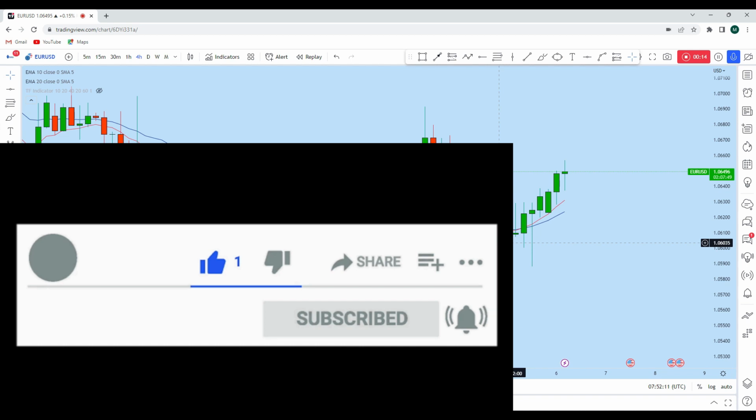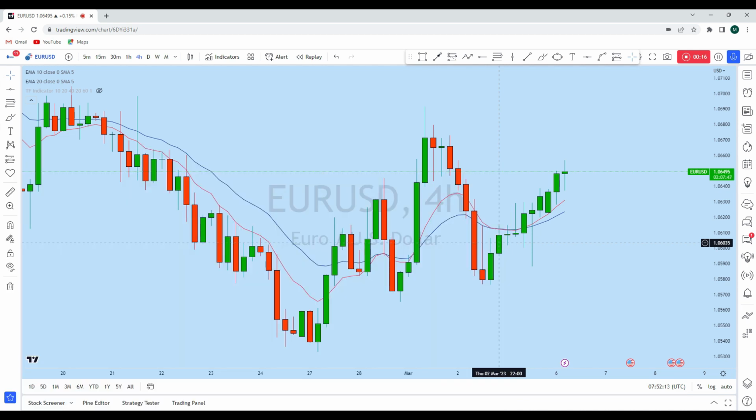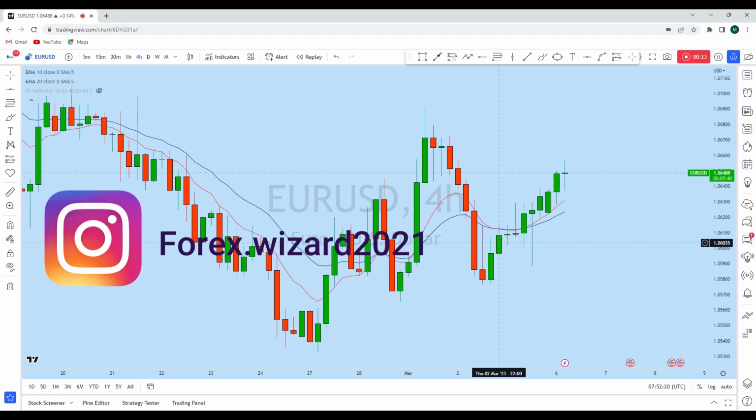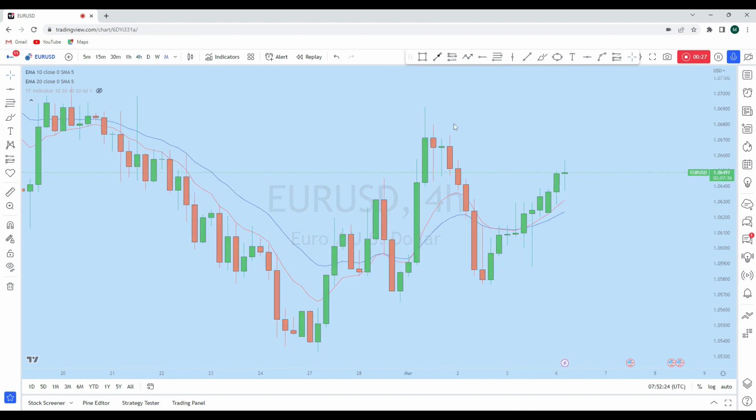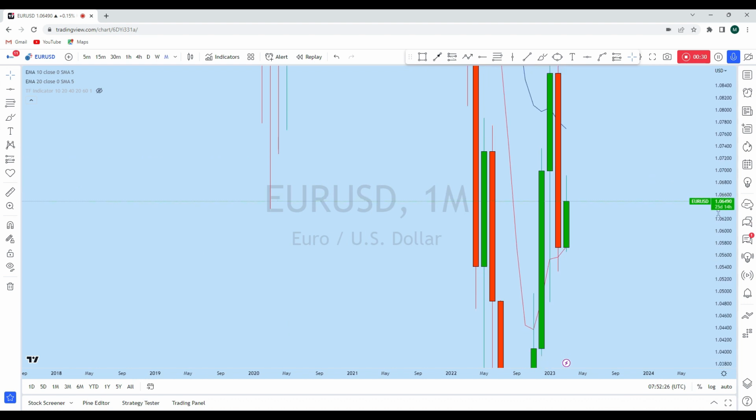Before I discuss how we can trade on the first day of the trading week on Euro Dollar, let's look at the bigger picture to see the general direction in the market, and then we'll jump onto the lower time frame to see how we can trade Euro Dollar, looking at the monthly perspective to see the overall picture in the market.